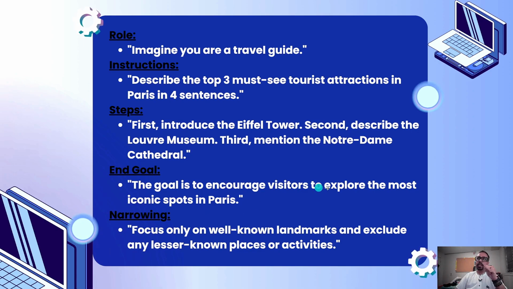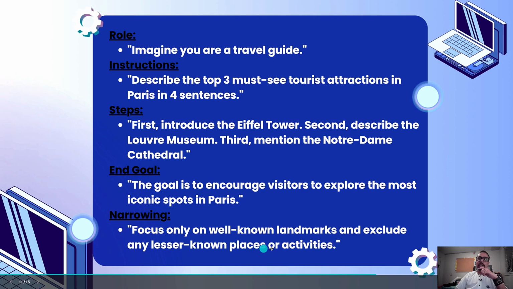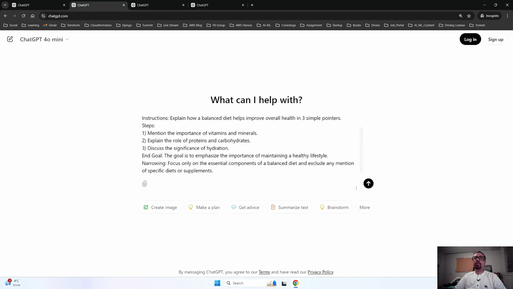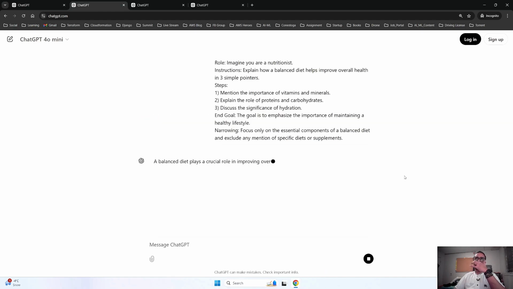Now the end goal is to encourage visitors to explore the most iconic spots in Paris. So these are the most iconic spots. So focus only on well-known landmarks and exclude any lesser places or activities. So let's go ahead and try to see if we run this prompt, what kind of response we get.